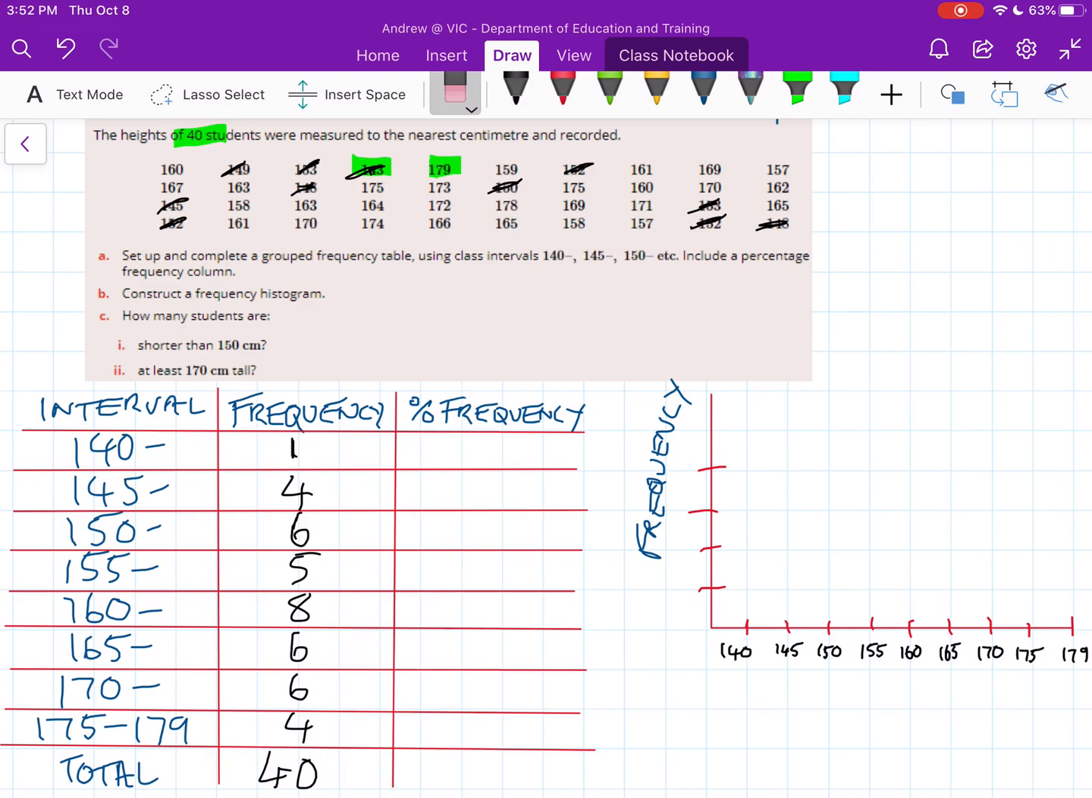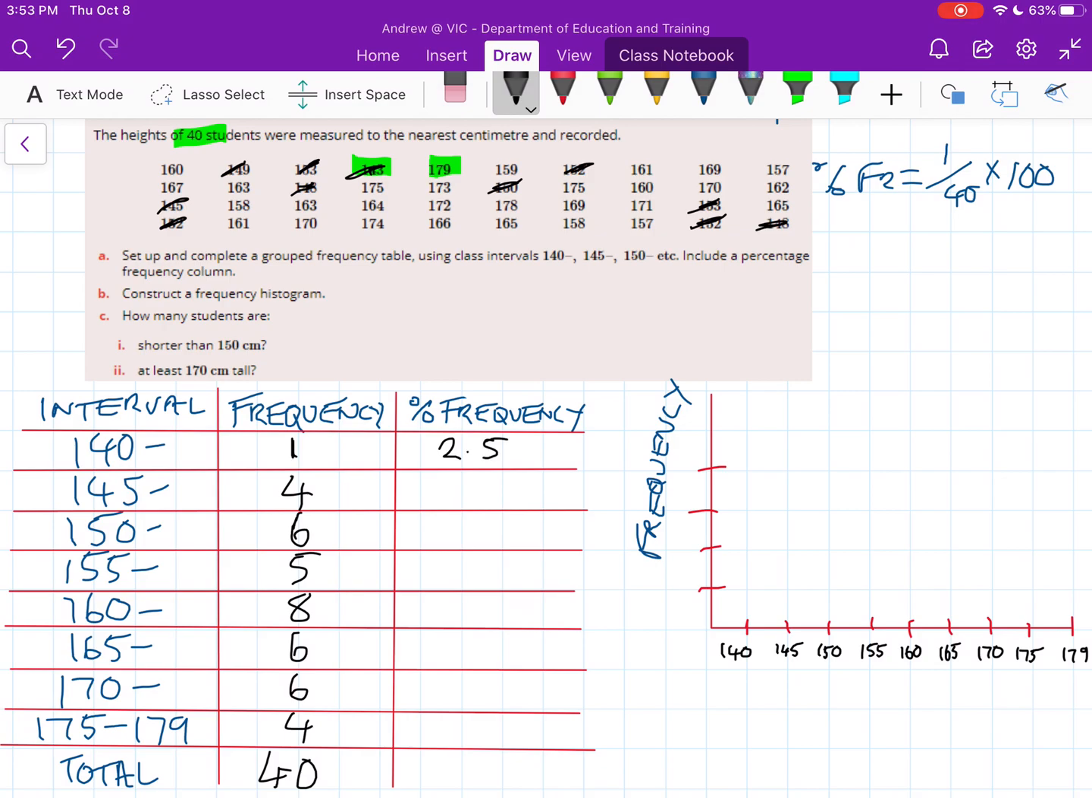So we've worked out our frequency, now we need to work out our percentage frequency. To work out your percentage frequency, all you need to do is take how much of a frequency it was over the total. So our first one for 140, we need to do 1 divided by 40 and then times it by 100. So this here for our first one will equal 2.5%.